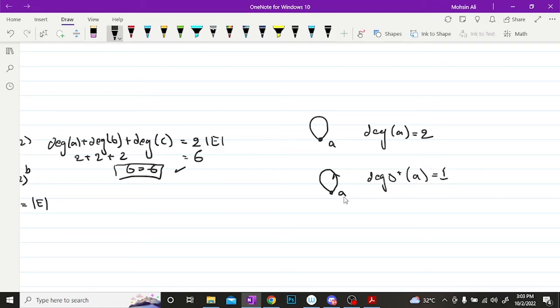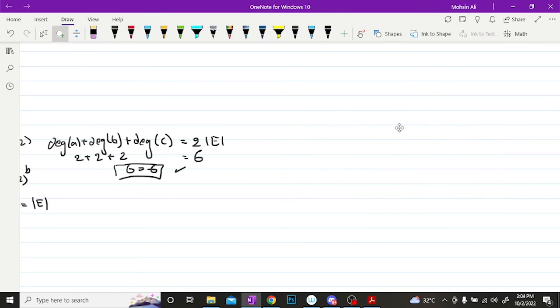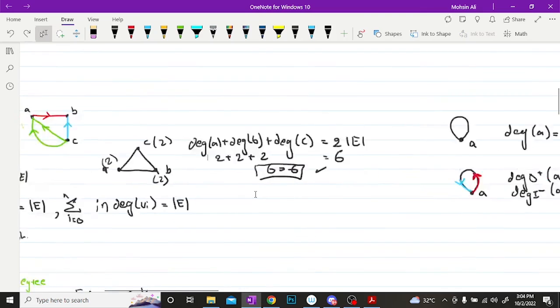And it's also going to have an in degree of 1 as well, because if there's an edge coming out of A, then there's also another edge coming inside of A. So that's the reason why A will have an out degree of 1 and an in degree of 1. And if we add those, we get 2. So for an undirected graph, the degree of a loop is always 2, and for a directed version, that's always 1 for each out degree and each in degree. So I can just keep that there.